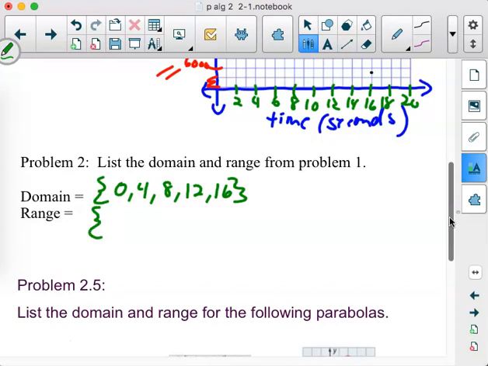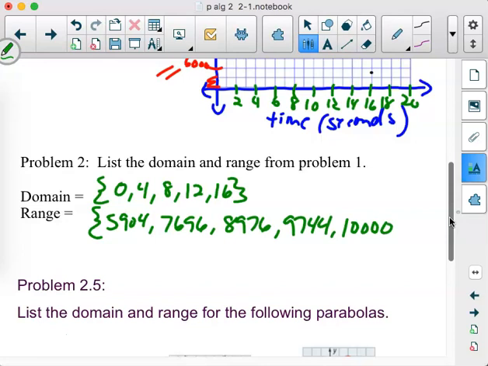So we go back, and I am going to put these in order from smallest to biggest. So it was 5,904, and then the next one that we graphed was 7,696. And notice I'm not putting commas in for those thousandths places. 8976, 9744. And 10,000. So really important that we take off those extra parentheses so people can see what those numbers were.